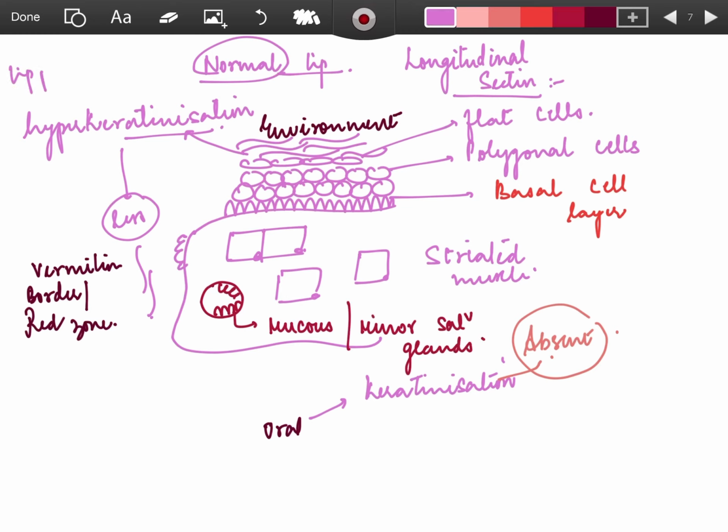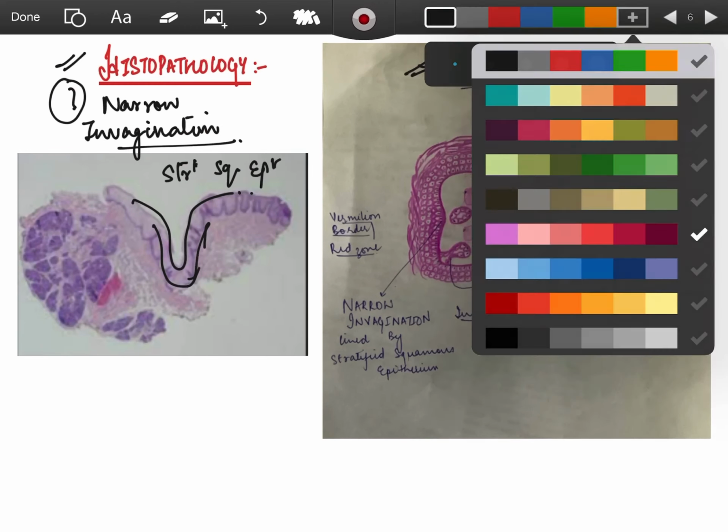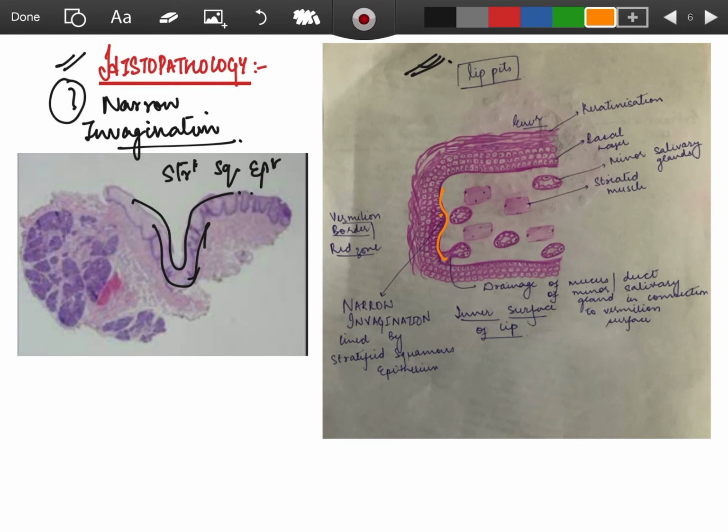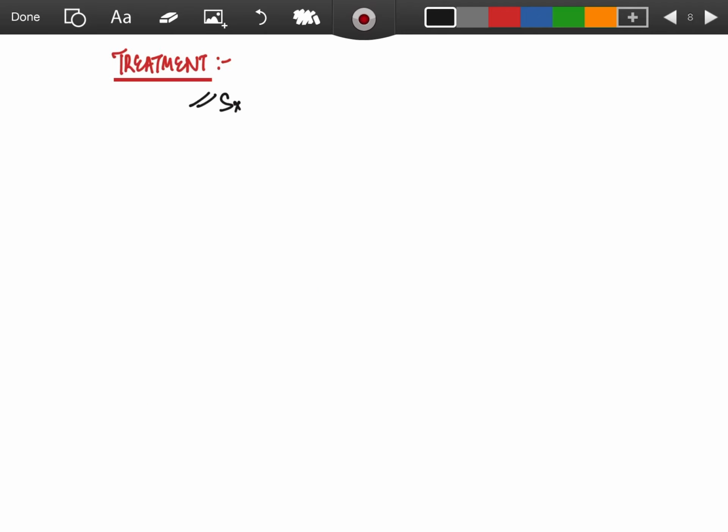So now coming to the pathology of the lip pits. Narrow invagination lined by the stratified squamous epithelium. We have to draw a duct of the minor salivary glands connected with the epithelium. So that's why you understand that there is a discharge from the lip pits. So this is the diagram: minor salivary gland, duct.